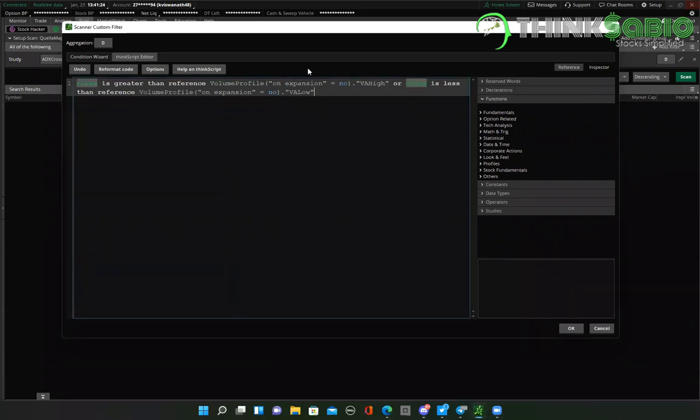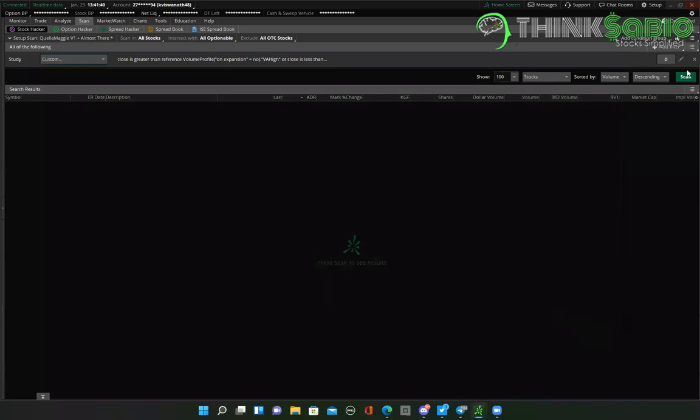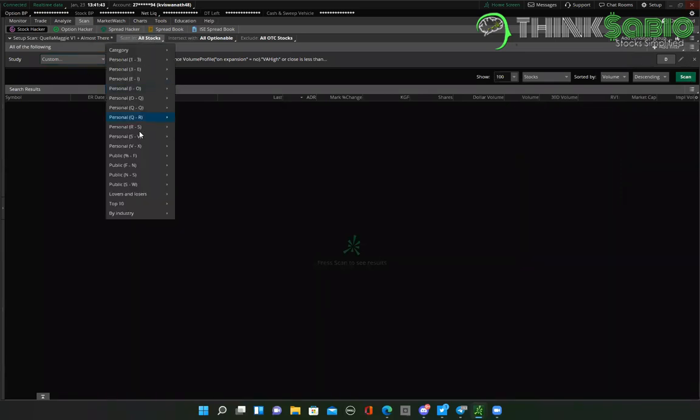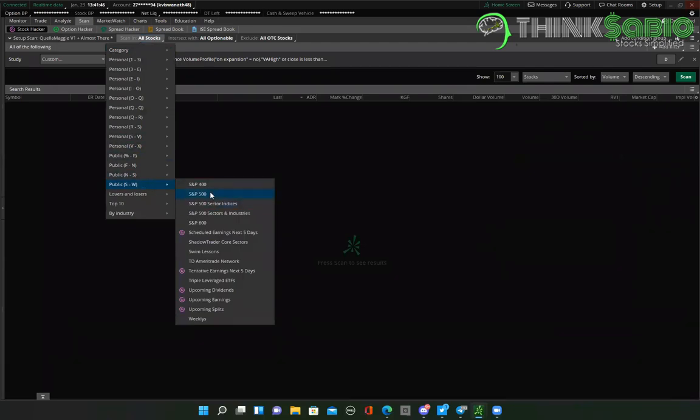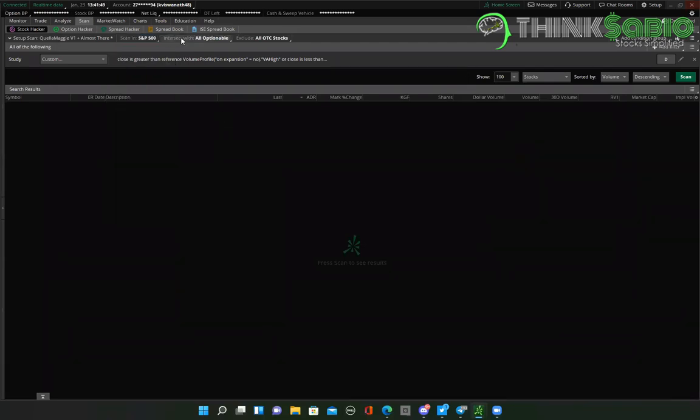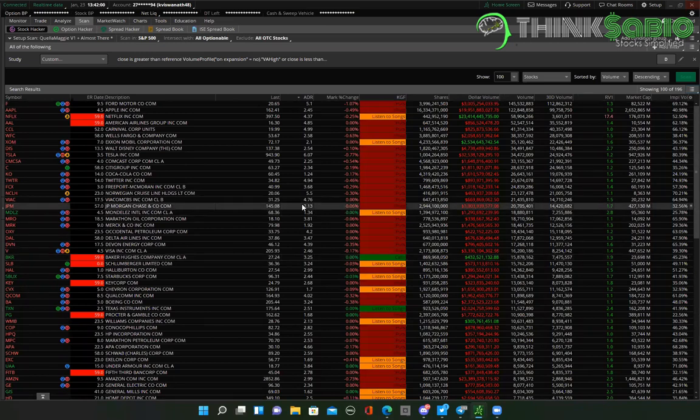So what this particular script does is it will look for the close if it is actually above the volume profile high or below the volume profile low on a daily chart, right? You can click OK. And if you want to scan it only in, for example, S&P 500 that intersects with all optionable, you don't have to exclude all OTC, but I did. Then you will have all the stocks that are actually above the volume profile indicator.